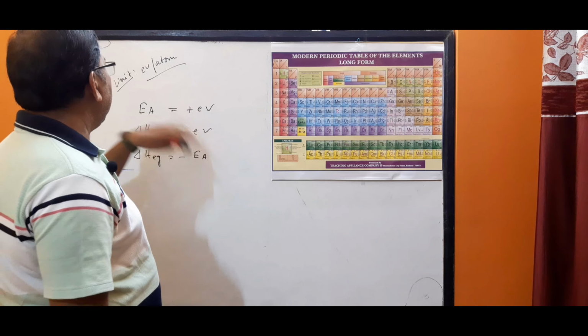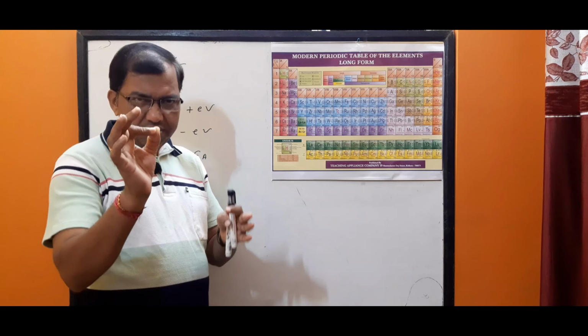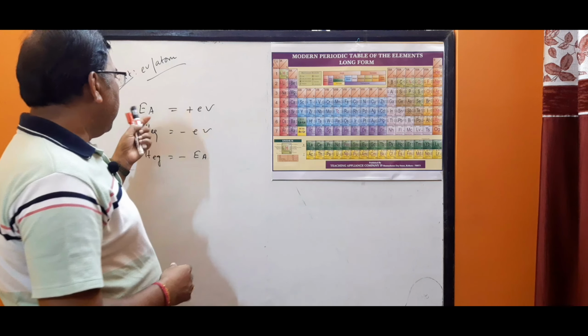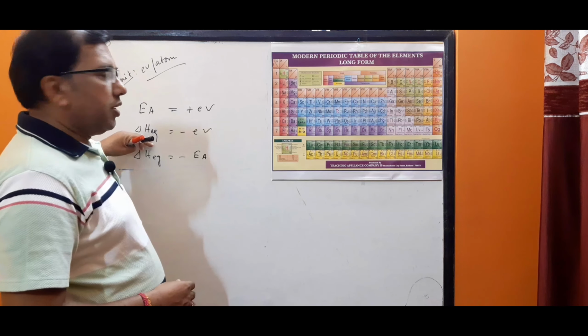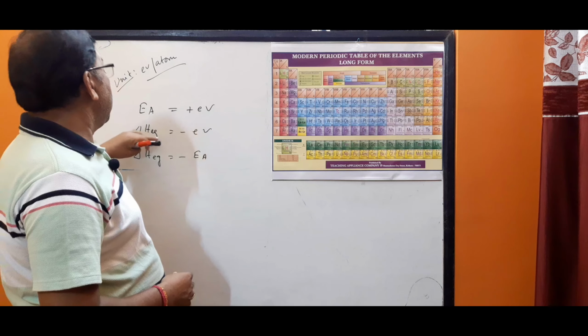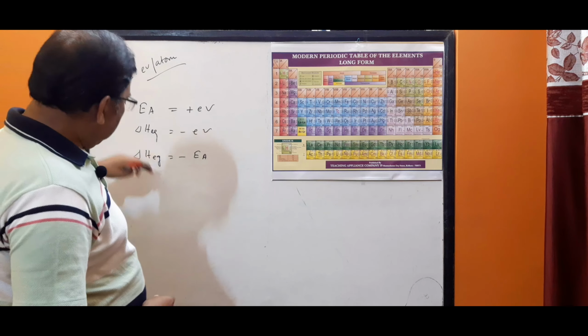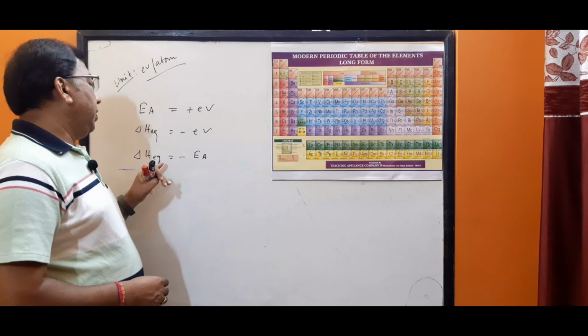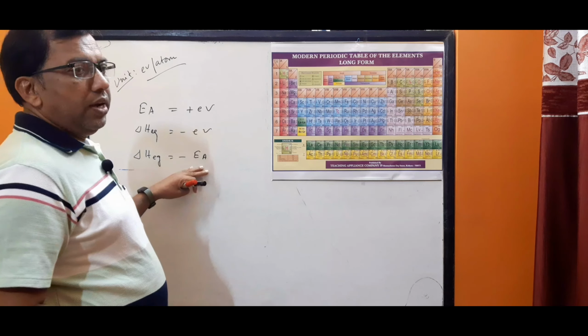So, electron affinity and electron enthalpy are nearly the same, with a slight difference. The electron affinity is normally positive, while the electron gain enthalpy, delta H_eg, is always negative. Delta H_eg, the electron gain enthalpy, will be the negative of electron affinity. This is the main thing, nothing else.